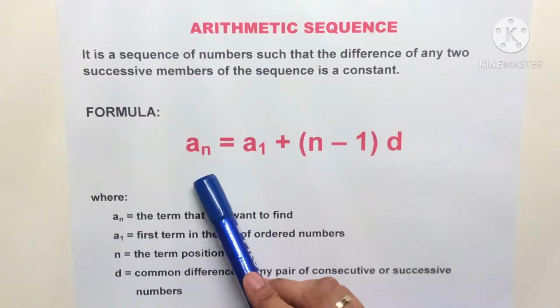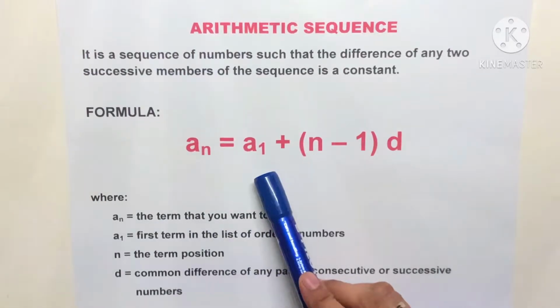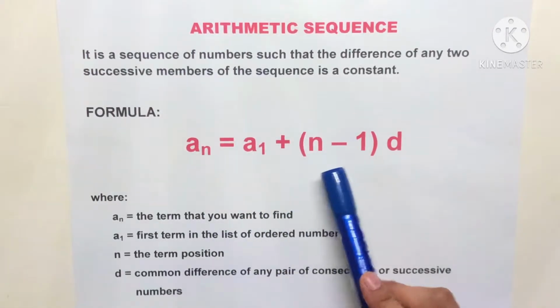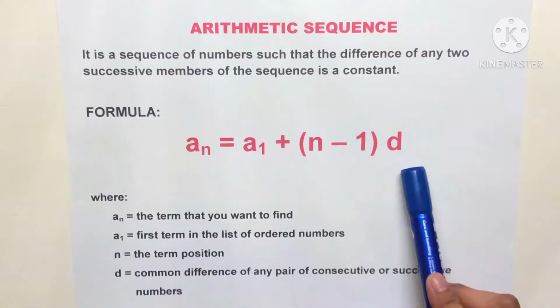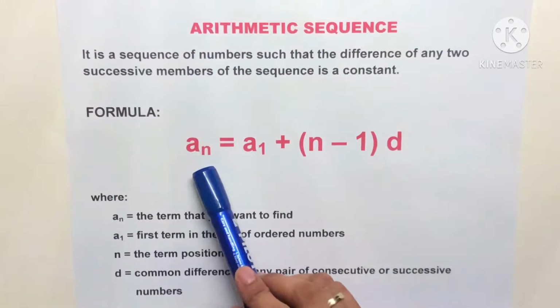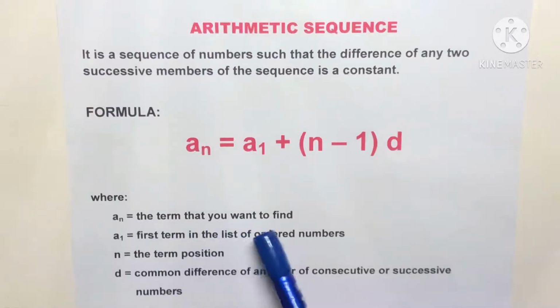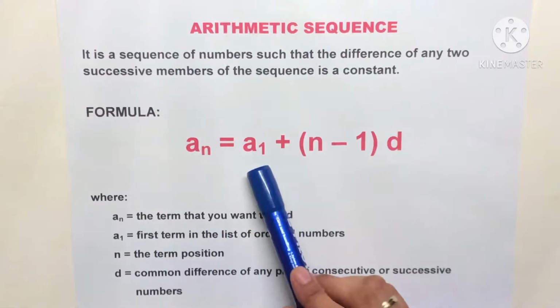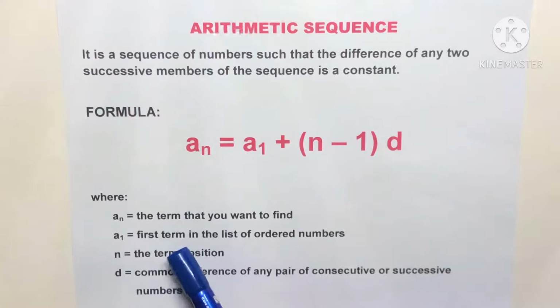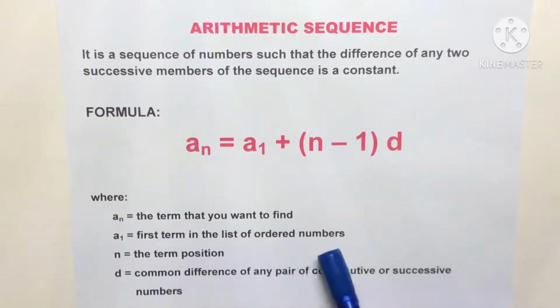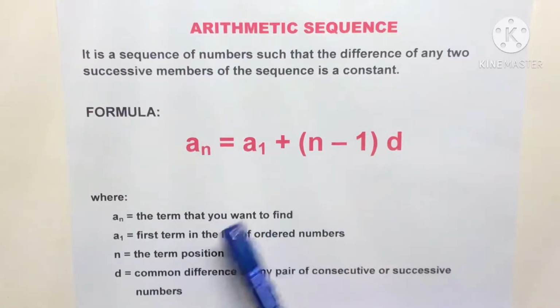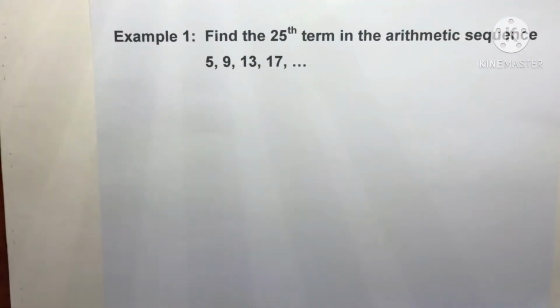So a sub n is equal to a sub 1 plus the quantity of n minus 1 times d. So a sub n here is the term that you want to find. And a sub 1 here is the first term in the list of ordered numbers. Your n here is the term position. And your d here is the common difference of any pair of consecutive or successive numbers. Let's proceed to our example.